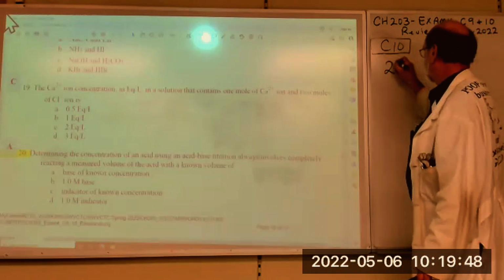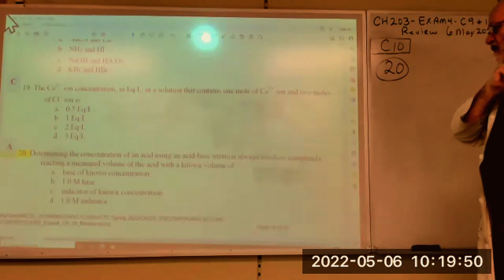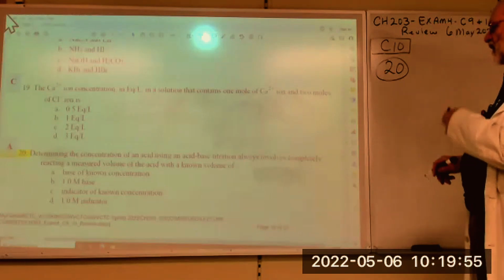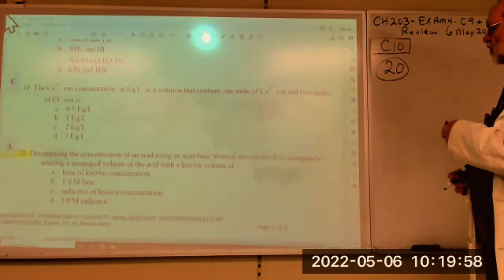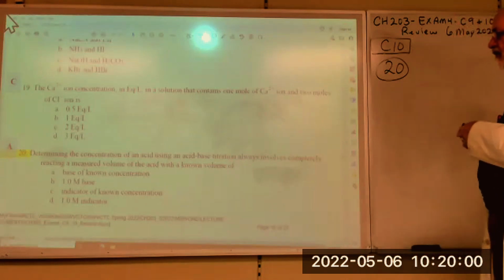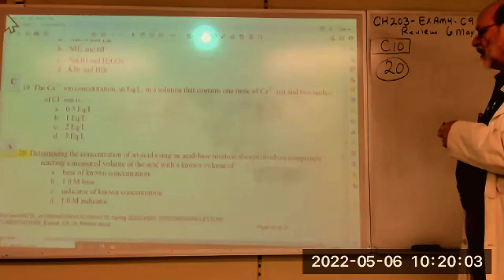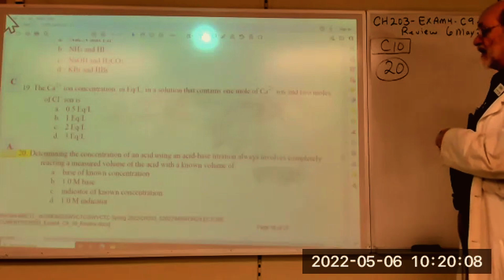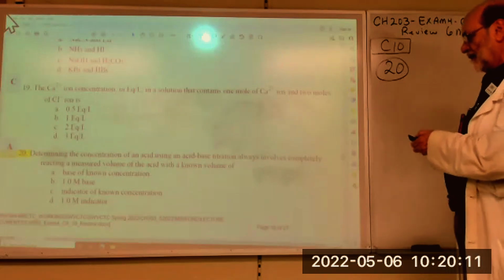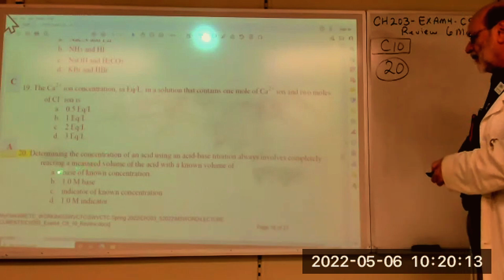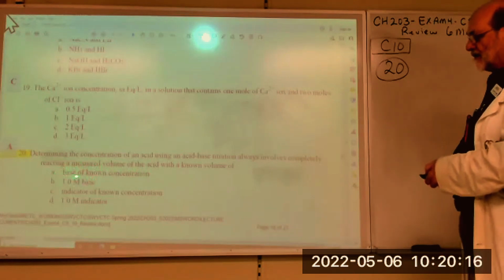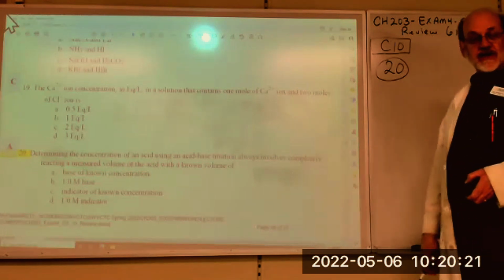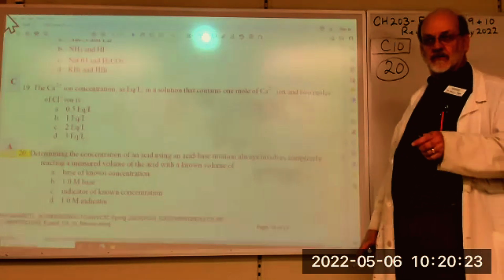Okay, 20. Determine the concentration of an acid used in an acid-base titration. Determining the concentration of an acid used in an acid-base titration always involves completely reacting a measured volume of acid with a known volume of, it has to be a base, a base of known concentration. If the acid is an unknown concentration, one of the partners of that reaction has to be known. Right? We're going to do that today.